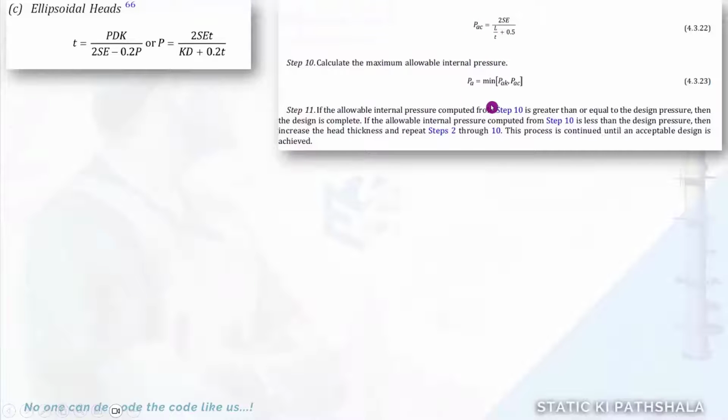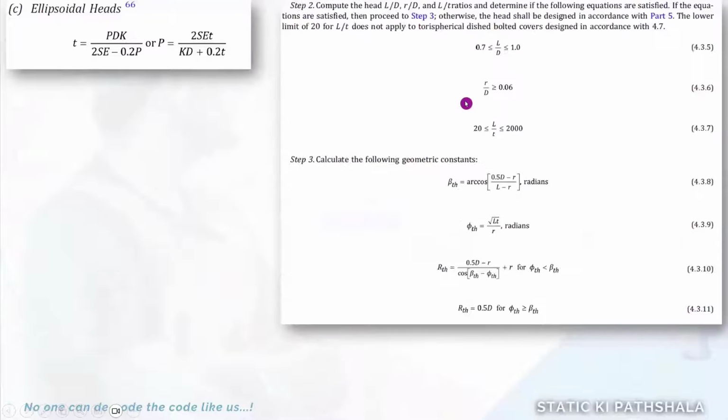And after that, we are going to get the final maximum allowable internal pressure, whatever geometry and thickness we have assumed, how much maximum pressure that can sustain. That PA we have to calculate and compare with the design pressure. If this allowable pressure is more than design pressure, whatever assumptions you have done, that is correct. If not, then you have to change the thickness and again start with this procedure.